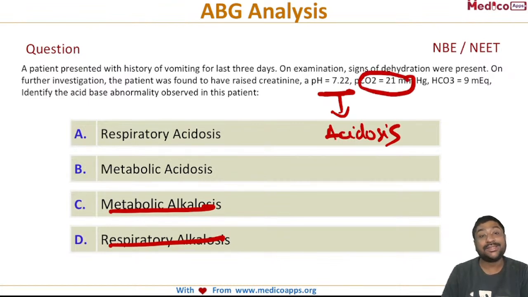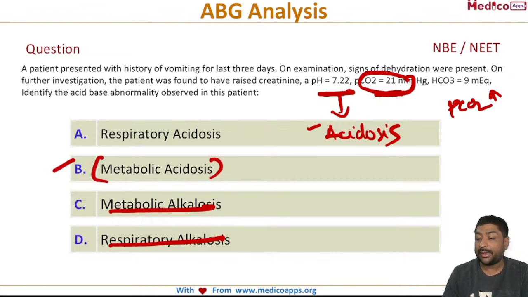Now I have told you to look at the PCO2. When you look at the PCO2, what do you see? PCO2 is basically decreased. So if it is a respiratory cause, then PCO2 should increase, but here it is decreasing. So definitely the cause will be metabolic. So the correct answer will be metabolic acidosis. Any doubts?